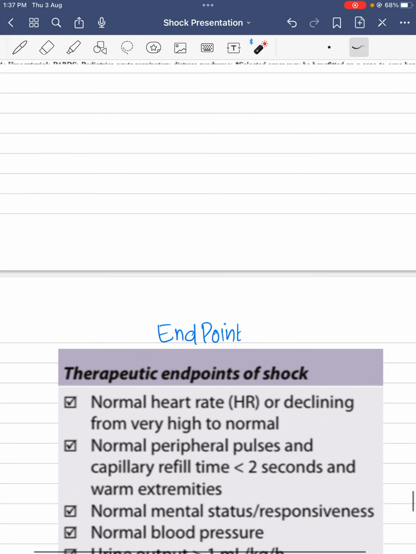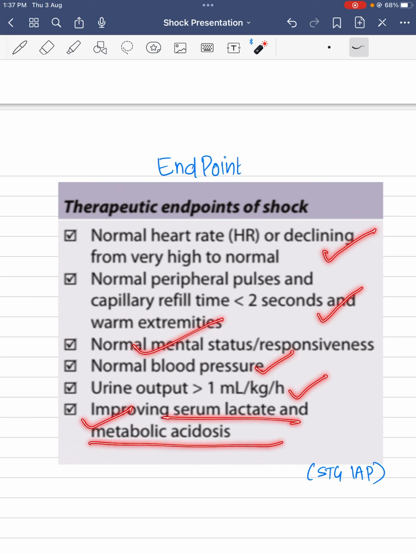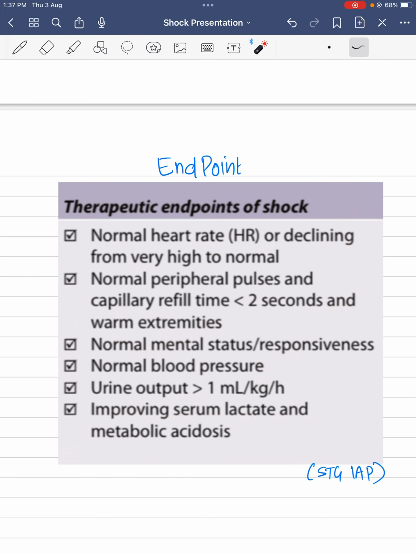And when will we stop the sepsis, shock treatment? The therapeutic endpoints are that heart rate should be normal, CRT will be normal, urine output will be normal, normal blood pressure, normal mental status, improving serum lactate and metabolic acidosis. So this many endpoints the baby should attain to reduce the inotrope.